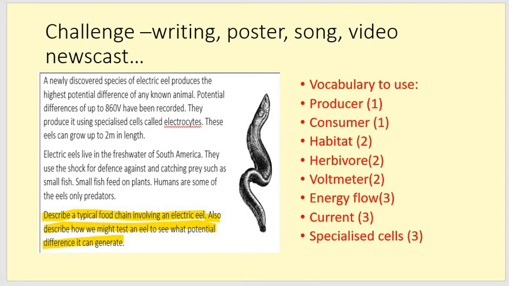You have got some words to use. They've got numbers next to them. That is the score you get for using that word. So producer and consumer each get 1 point. That's not vocabulary from this topic, so I'm sure we know which part of the challenge that goes with. Habitat, herbivore, 2 points each, as is voltmeter. Might give you a little bit of a clue how to test it. Energy flow, current and specialised cells are 3. If you want to name the specialised cell for a bonus point, that is already included in the writing.